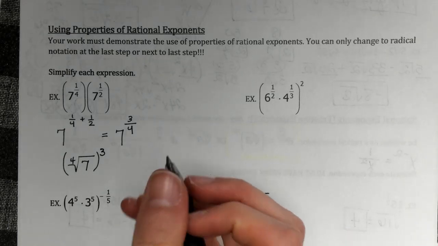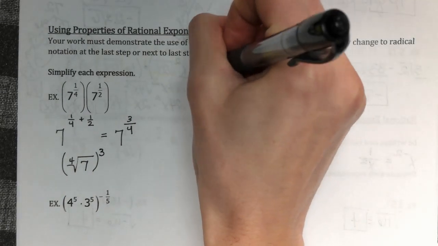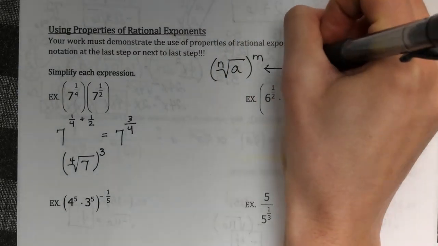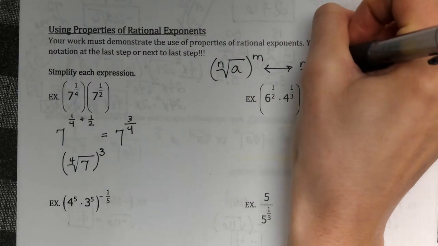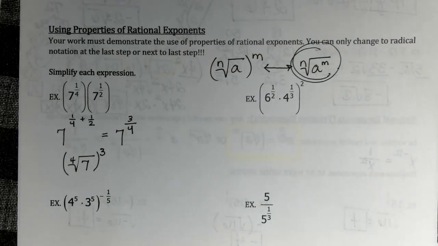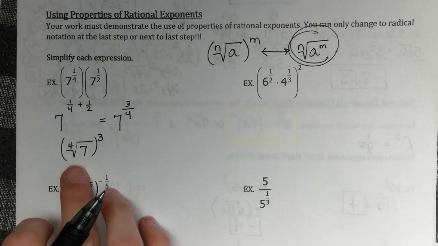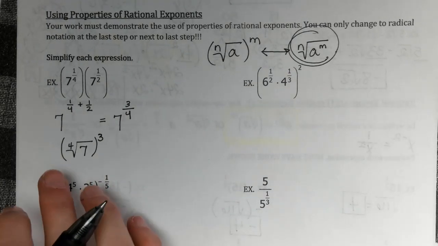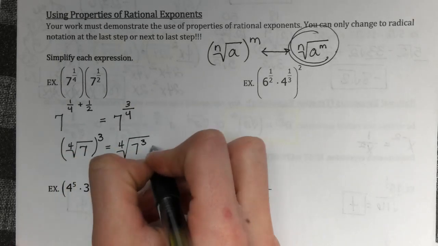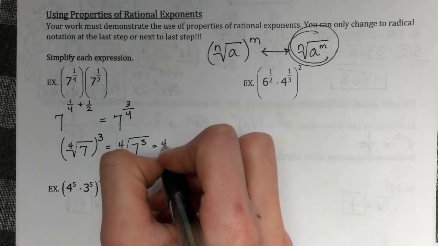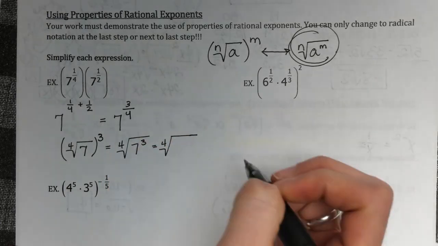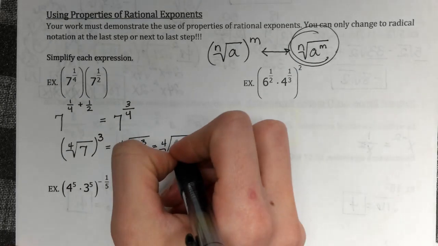Or, this is where, when I told you, you can write it as this or this. Okay, this is what we're going to be looking at in this section, because I can't simplify the 4th root of 7. So the only other way I'm going to simplify this is if I do the 4th root of 7 cubed. So the 4th root of, what's 7 cubed? 343.